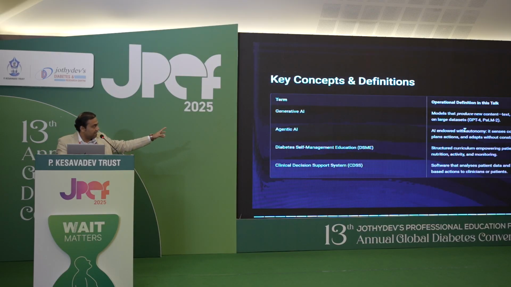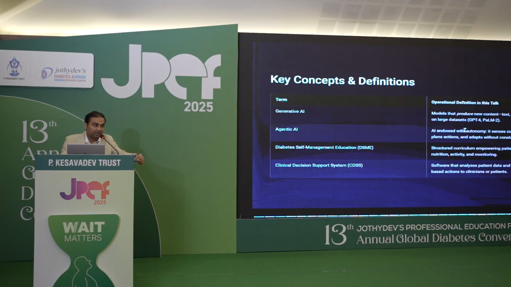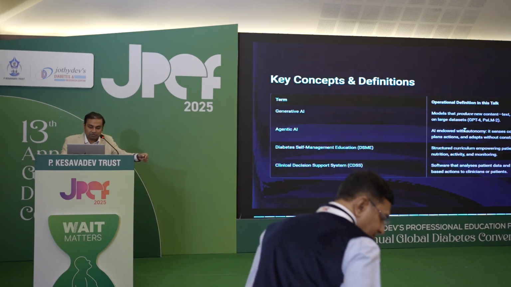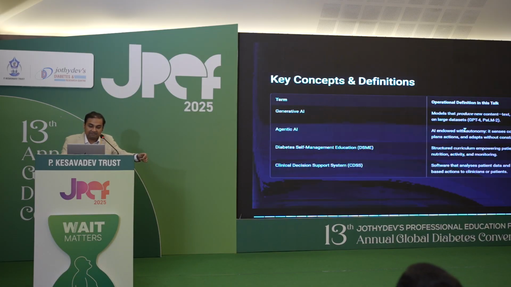So what is generative AI? Basically, they are models that produce new content. Agentic AI is basically an ecosystem that has autonomous capability of functioning on its own at multiple layers, and I'll explain this as I go along. Diabetes self-management education is what we all know, and it's one of the basic cores of getting the patient empowered. The other terminology we will all get familiar with is clinical decision support system. It's an ecosystem or software that analyzes the patient's data and recommends evidence-based action to clinicians or patients. So now how can we have all these four sections in one segment?